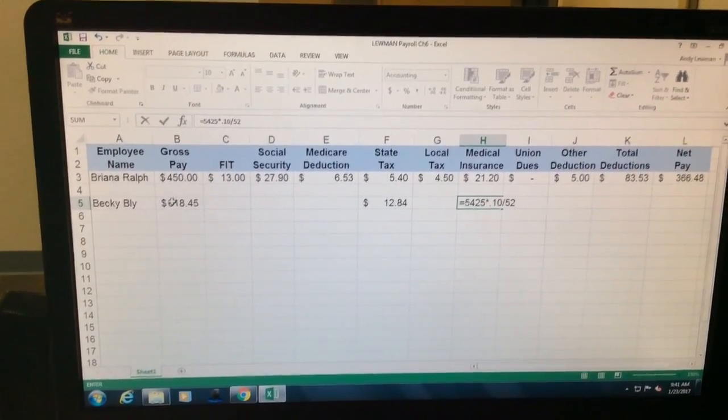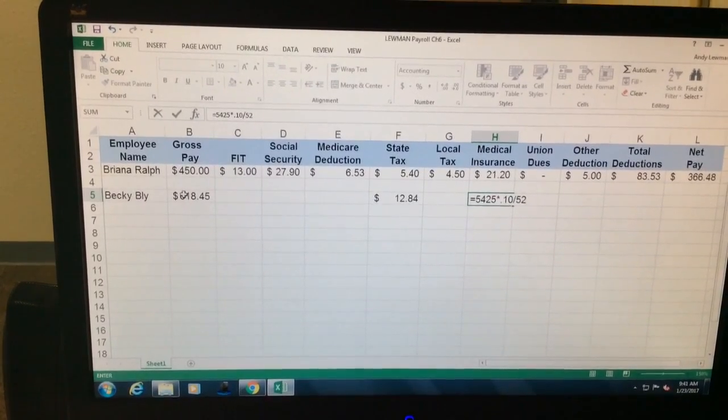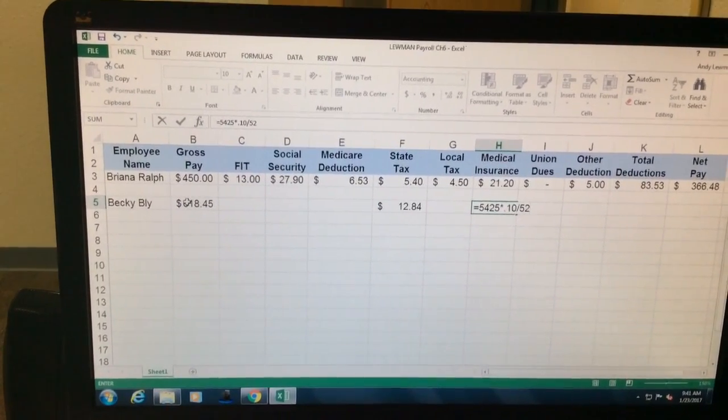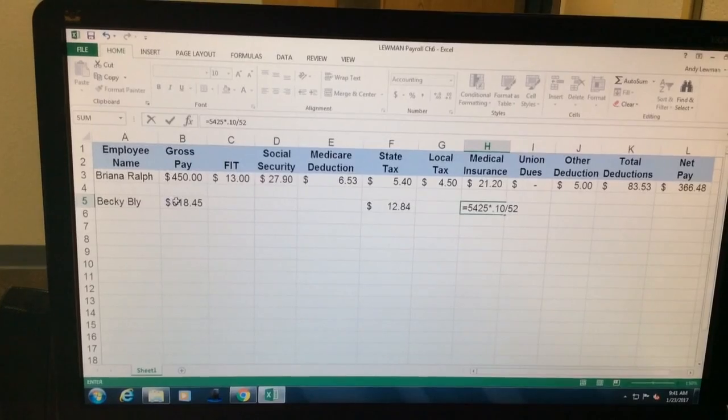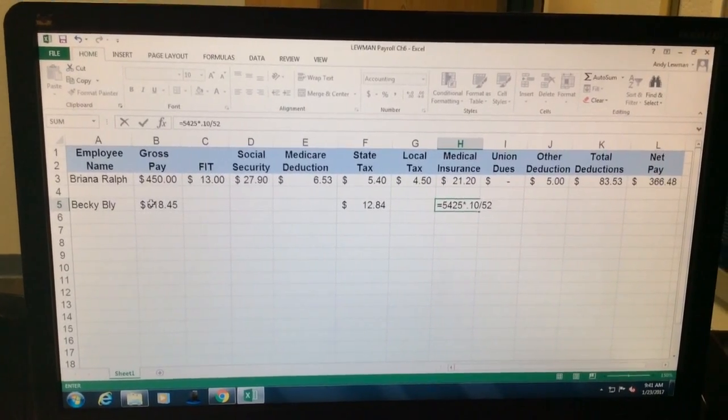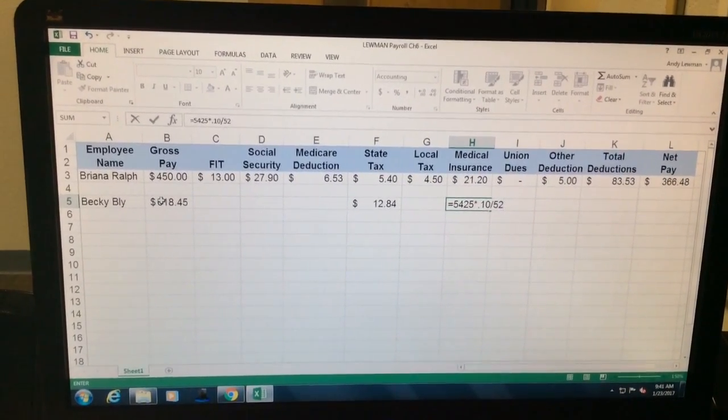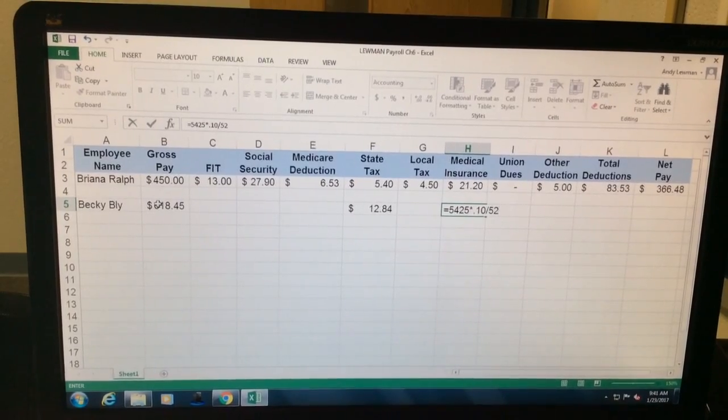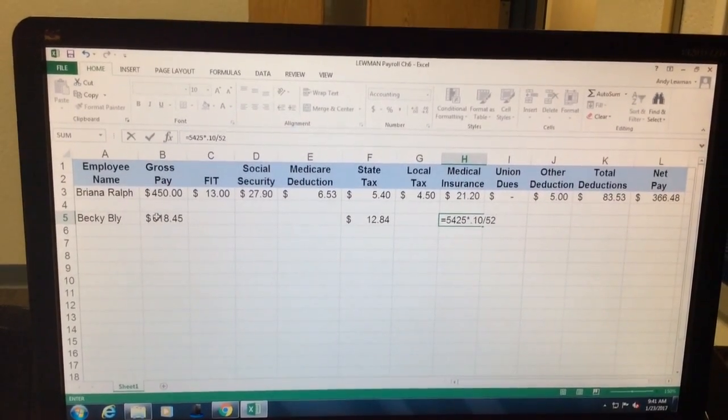Remember, FIT is federal income tax. Make sure you use the proper table on the handouts of the papers that you get to be able to figure this stuff. Please review the videos to be able to do the different steps. If you have questions, we will look at them tomorrow in class.